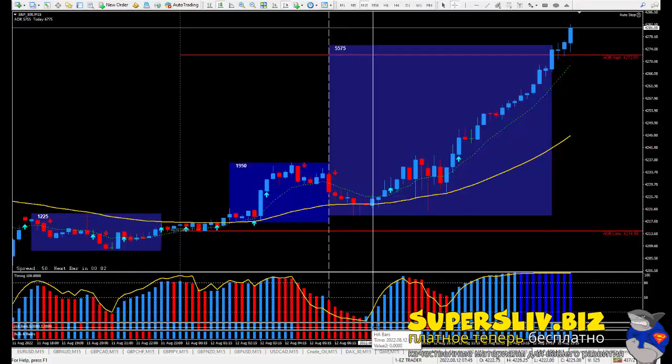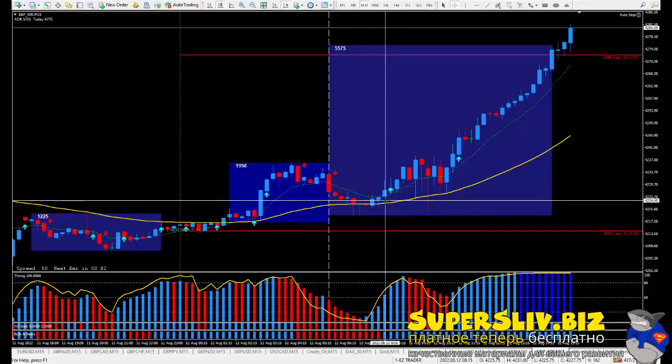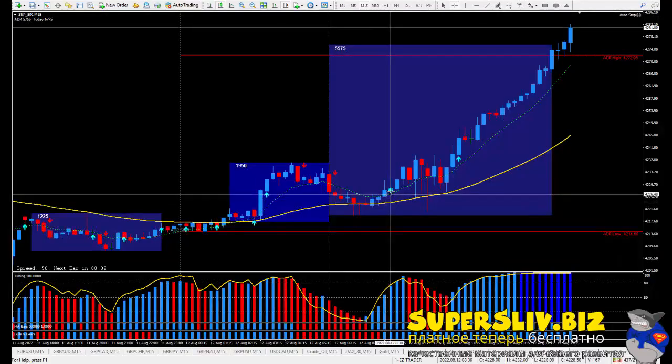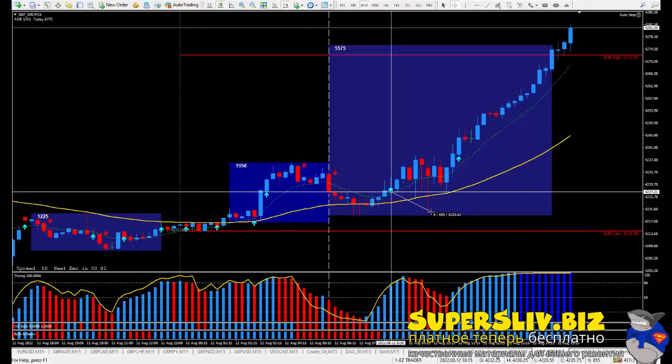When we get a buy signal right here, this would represent a conservative trader. Now it did go against you right here. Let's see, S&P, that's 63 ticks.